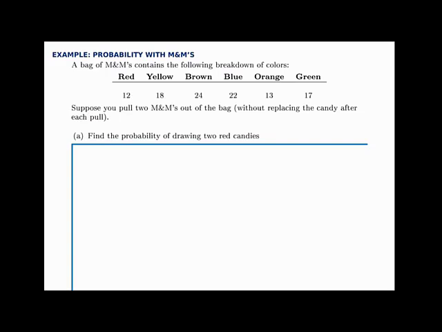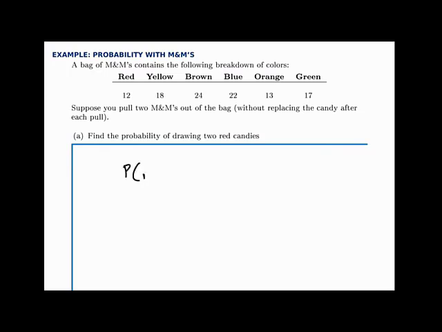So first of all, we want to find the probability that we'll draw 2 red candies, meaning that we'll draw 1, and then in our second draw we'll also get a red candy. So this is a multiplication rule problem where the 2 events are not independent. If we replace the candy and reshuffle the bag, then they would be independent because the probability on each draw would be consistent. But because we hold that first one out before we grab the second one, the events are not independent. And so we have to think carefully about what's going to happen with each situation.